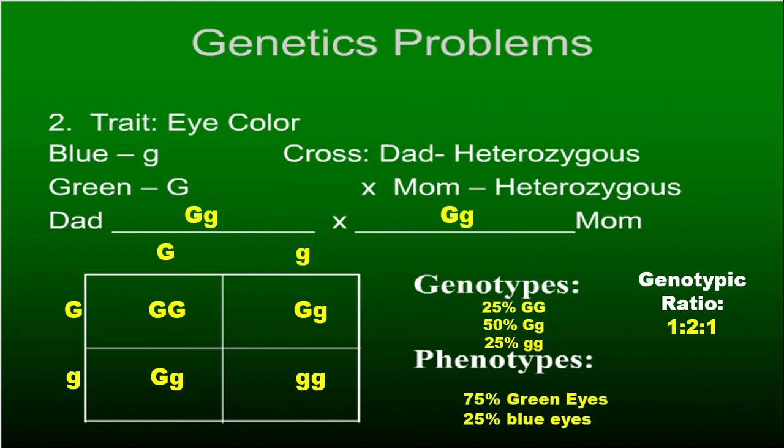As per the phenotype, three of them start with a capital letter G, making it 75% green eyes because that is what the capital letter G represents, and 25% blue eyes. The last result was interpreted as the 25% blue eyes because it starts with a small letter G, making it 3:1. 3 green eyes and 1 blue eyes. Okay?